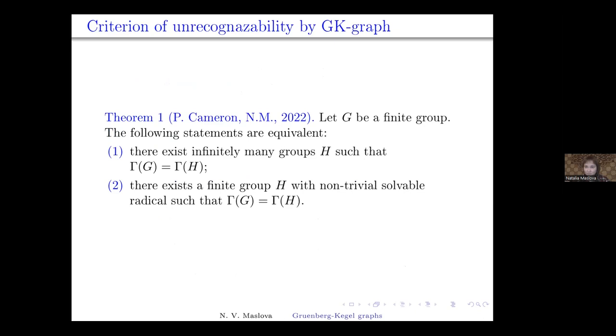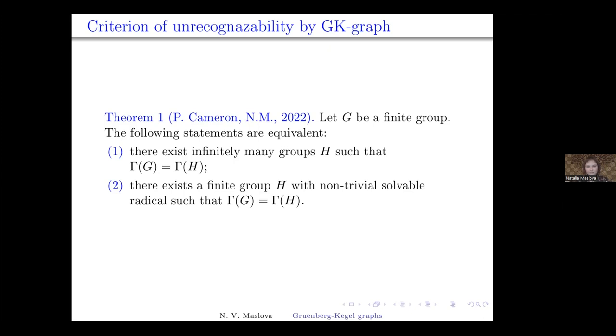And what about recognizability by Gruenberg-Kegel graph? Recently, Peter Cameron and I have proved a similar criterion of unrecognizability of a finite group by its Gruenberg-Kegel graph. We have proved that if G is a finite group, then the following statements are equivalent. There are infinitely many groups H with the same Gruenberg-Kegel graph as our group. And there is a group H with non-trivial solvable radical and the same Gruenberg-Kegel graph as our group has. So the criterion is absolutely similar. But our proof is a little bit distinct from the proof of Viktor Mazurov and Vodushi. We have our own techniques.